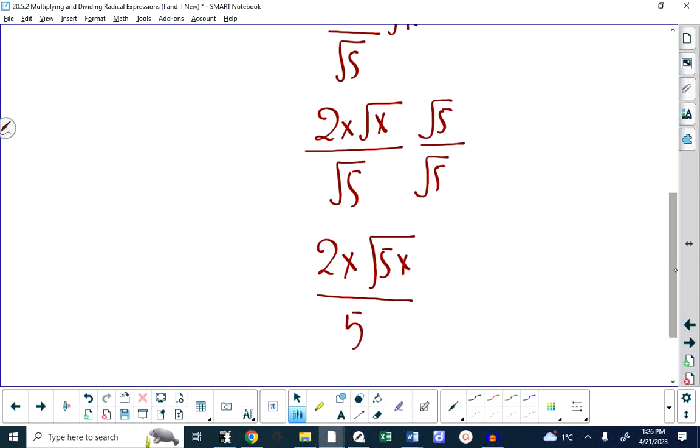And listen, you can argue that that doesn't look very simple, and I would accept that argument. I would agree with you, but it is the simplified form of that expression. Can we divide the 2 and the 5? Well, we could, but it doesn't divide nicely, so we don't. Is the radical a radical that can be simplified? No. We're done. There's nothing else to do.